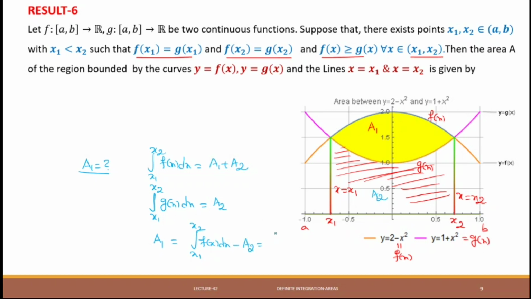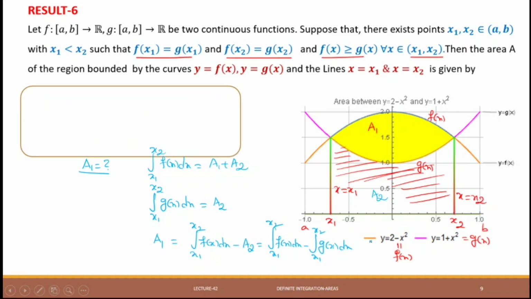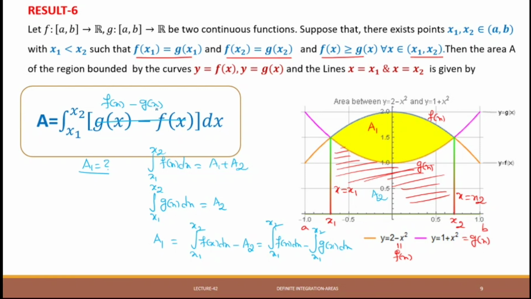What is that a2? It is the integral x1 to x2 of f of x dx minus the integral x1 to x2 of g of x dx. So the formula for finding the required area is given by A is equal to the integral x1 to x2 of g of x minus f of x... sorry, I think here it should be f of x minus g of x dx.